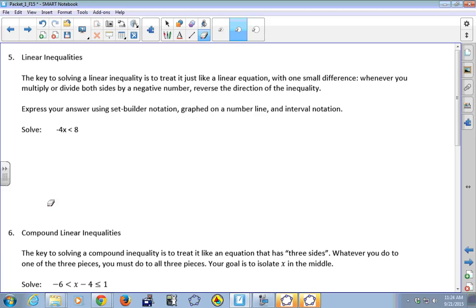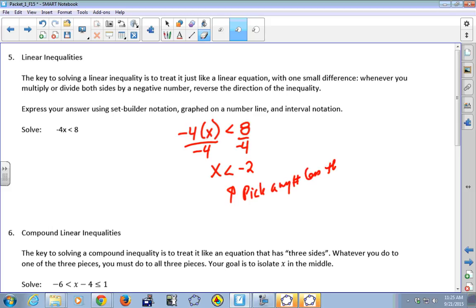So in this particular problem, negative 4x is less than 8. You're trying to find all the values of x that when you put it in and multiply it by negative 4, you get a number less than 8. So just for the sake of it, let's forget what the property of inequalities is. If you divide this by negative 4, and you write this because you forgot, all you need to do is check your answer. Pick any number less than negative 2 and check.